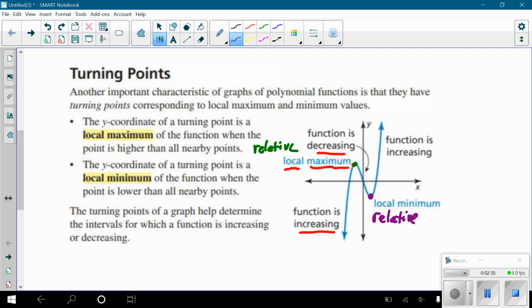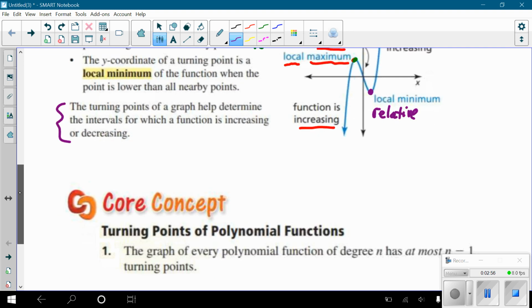Determining the relative maximums and relative minimums helps you determine also where the function is going from increasing to decreasing. So you can see here, between that green dot and that purple dot, that's where it's decreasing. To the left of that green dot, that's where it's increasing. To the right of that purple dot, that's where it's increasing as well. And you did this on the final, but I just wanted to go over it again.